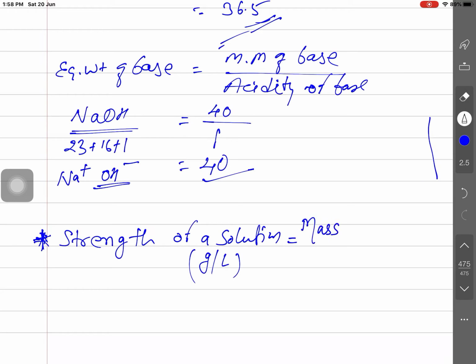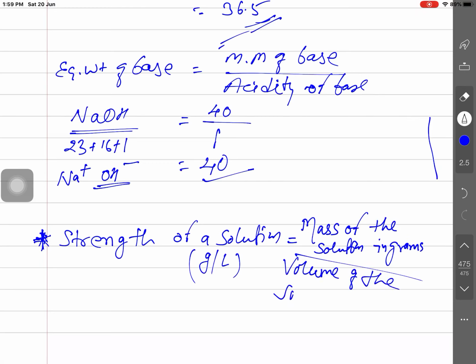Normality, molarity, volumetric analysis. Mass of the solution in grams upon volume of the solution in liter. Mass of solute in gram and volume of solution in liter. It means the amount of solute in gram present in 1 liter of the solution.